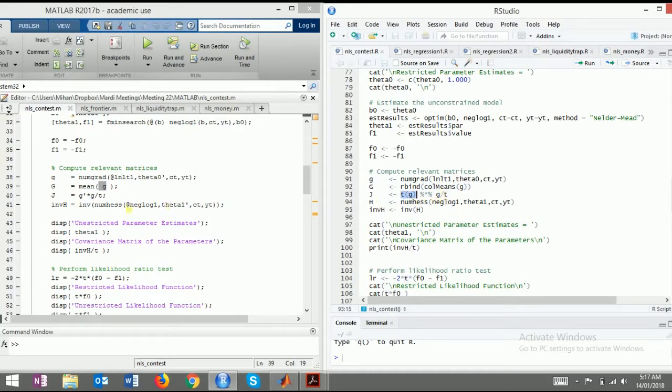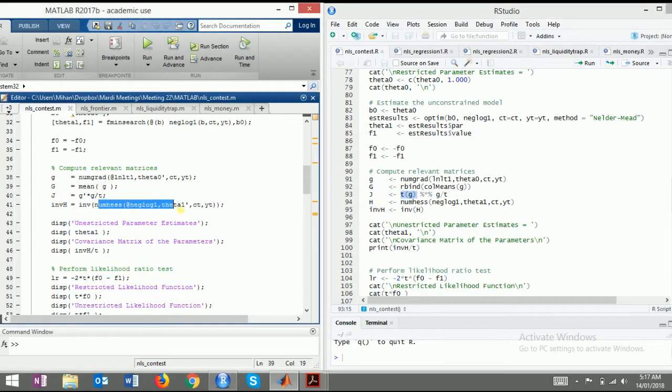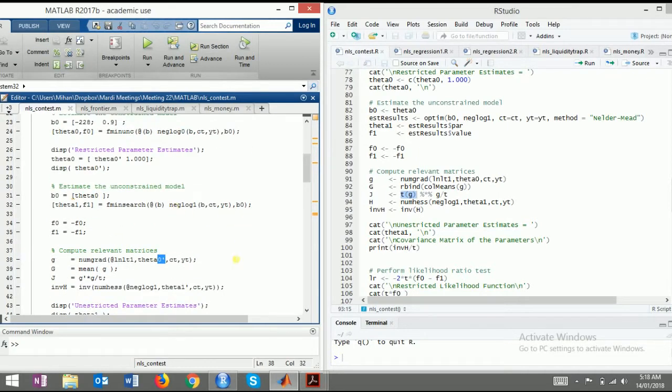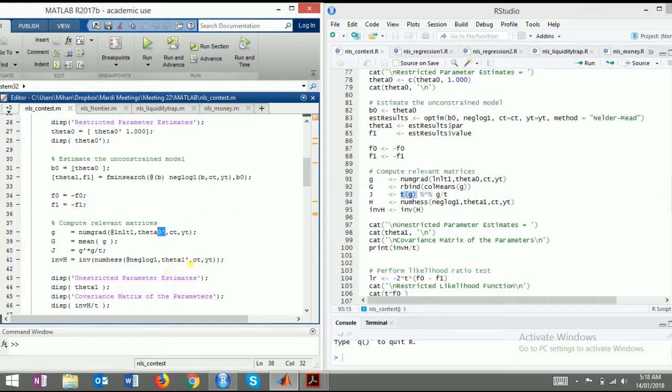The inverse of the Hessian is simply calculating the numeric Hessian, where for theta naught we are using theta naught transpose for the gradient, for the restricted model. We are using theta 1 transpose for the Hessian, which is the unrestricted model.